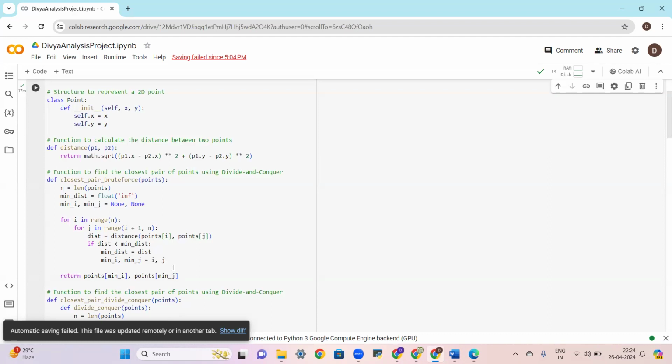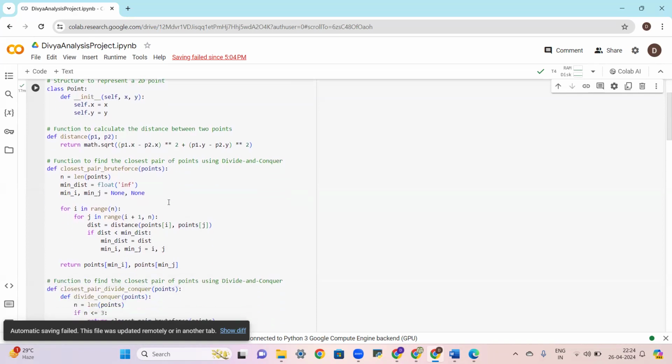The second method is divide and conquer, which improves the efficiency significantly. This algorithm splits the set of points into two halves, recursively finds the closest pair in each half, and then finds the closest pair across the division. This method is much faster with time complexity of O(n log n), making it suitable for large data sets.